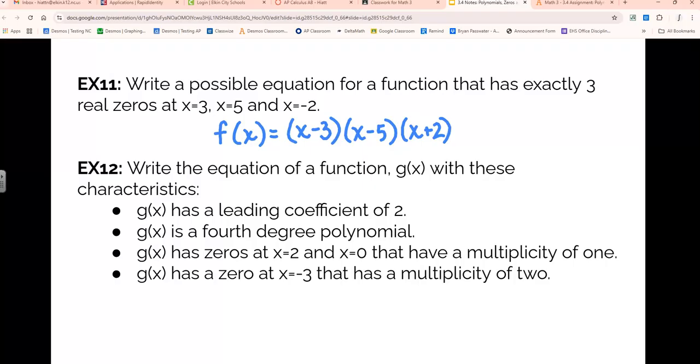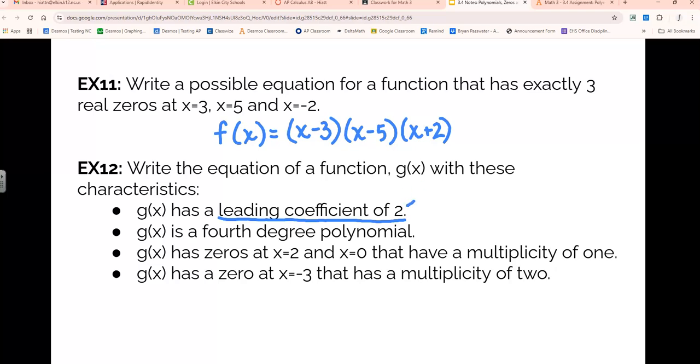And that'll be it. You could put any number you want right here, and it would still be true. But I'm not going to throw in extra numbers if I don't have to. Now, 12 is a little different. 12 you're going to have to throw in extra numbers for, because it says we're supposed to write this equation and we have a leading coefficient of 2.